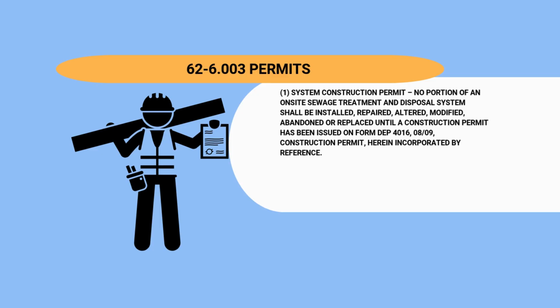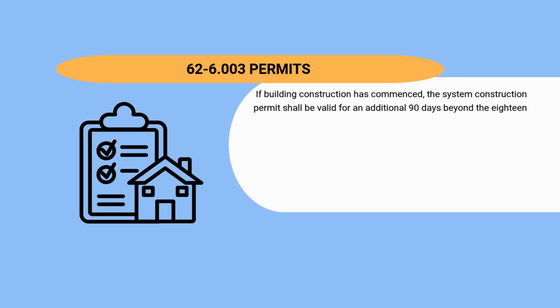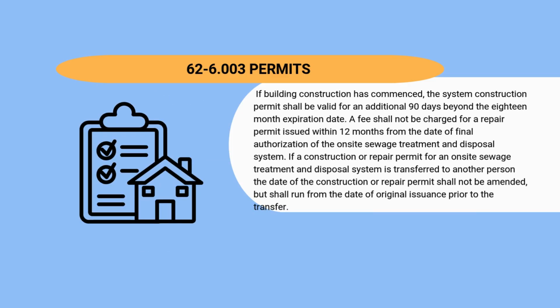If building construction has commenced, the system construction permit shall be valid for an additional 90 days beyond the 18-month expiration date. A fee shall not be charged for a repair permit issued within 12 months from the date of final authorization of the on-site sewage treatment and disposal system.